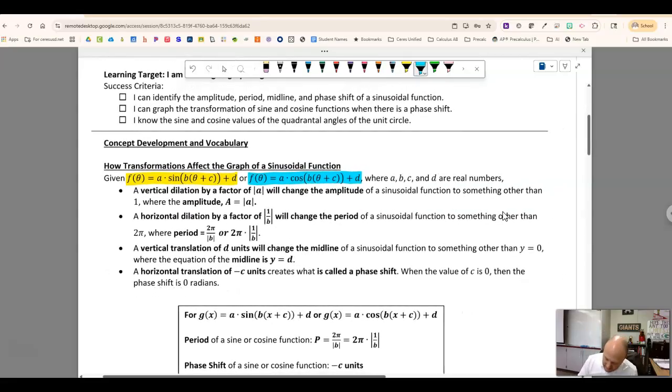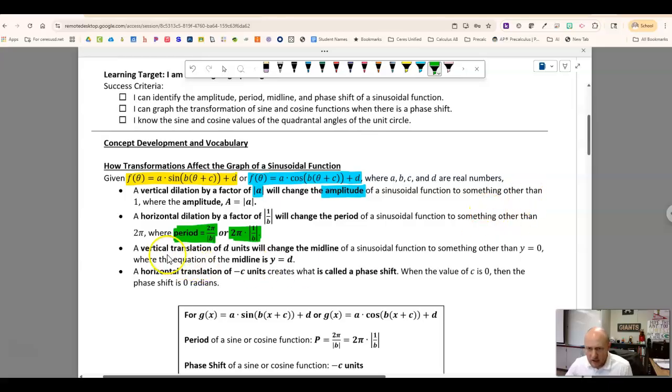The first one that we have is amplitude. Your a value will change your amplitude of a sinusoidal function, and if it's negative, it will cause a reflection. Okay, so just something to pay attention to there. Your a value affects amplitude. Your b value, we'll cover this in the next video, but your b value will affect period. Your period is going to be 2 pi divided by the absolute value of b.